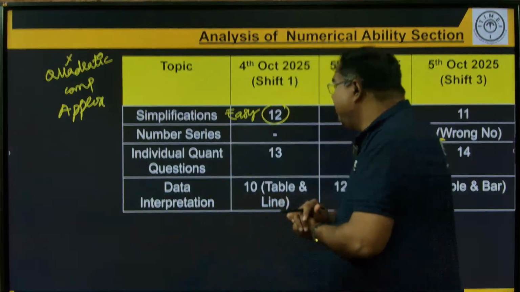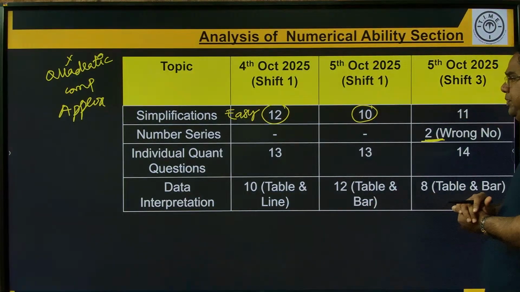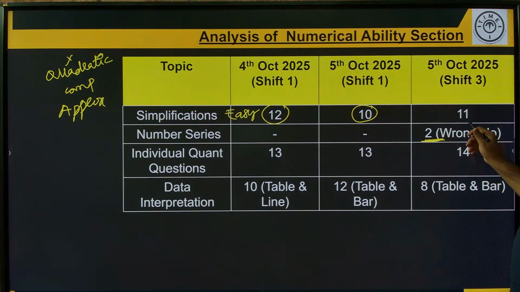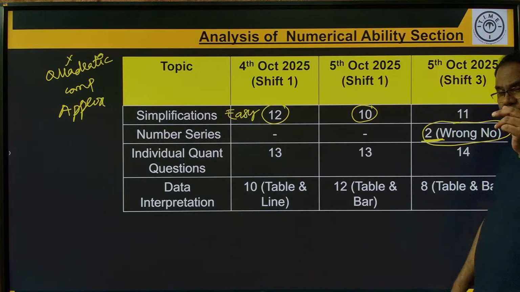So in simplifications, we have about 10 to 12 questions. All these questions were easy. Then you can see number series only in one slot, out of these 3 slots. Two wrong number questions, as I told you, one was easy.